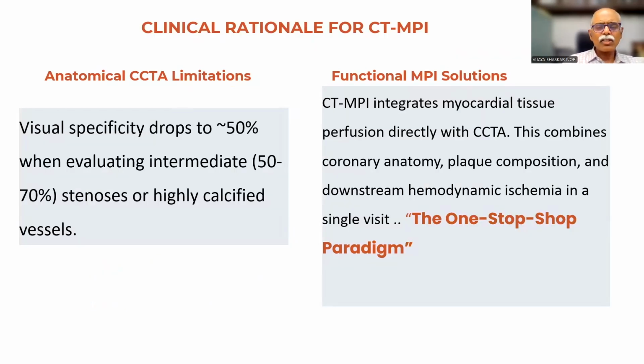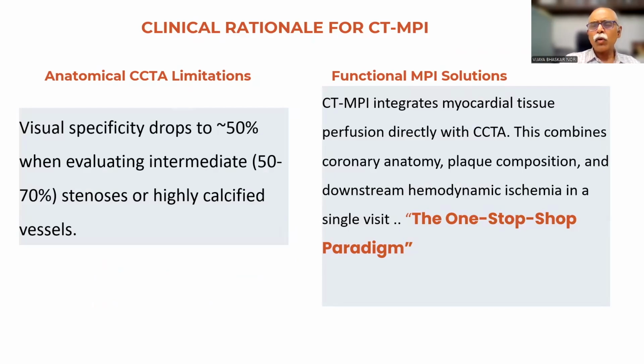What is the clinical rationale for CT myocardial perfusion imaging? The visual specificity on anatomical CCTA drops to 50% when evaluating intermediate stenosis, that is 50-70% stenosis, or in highly calcified vessels.